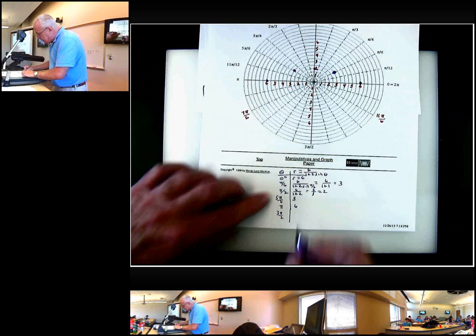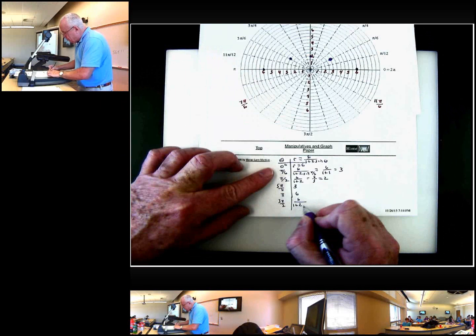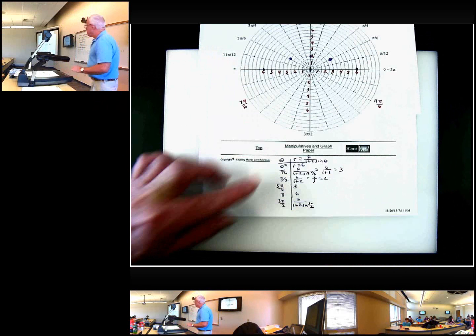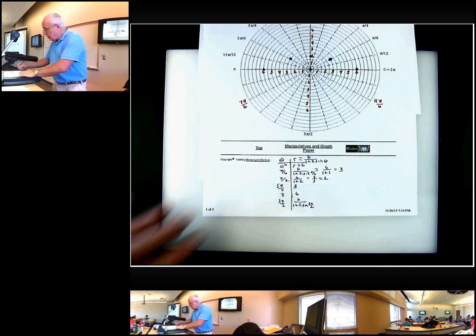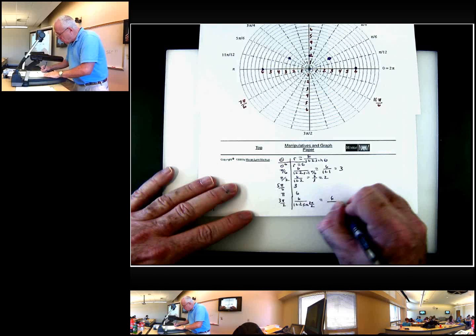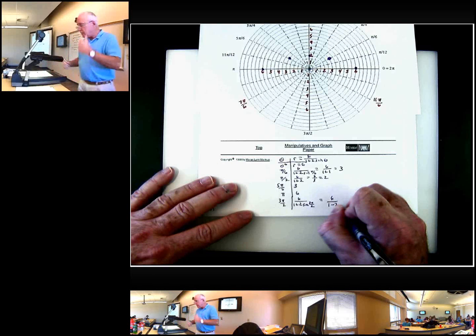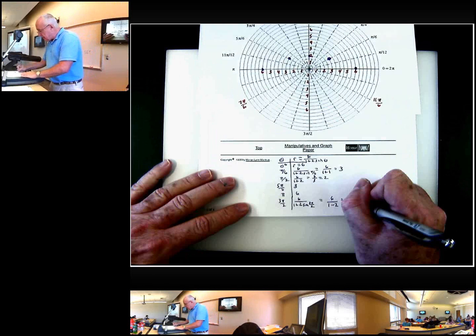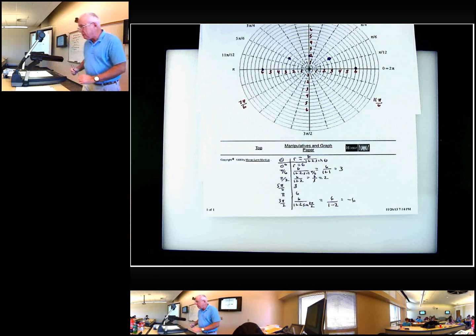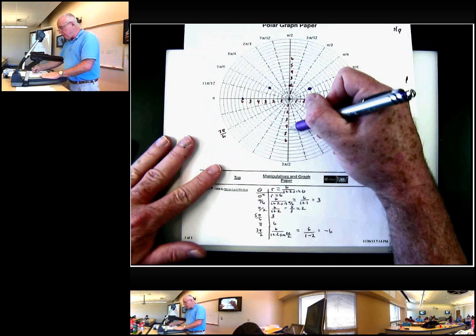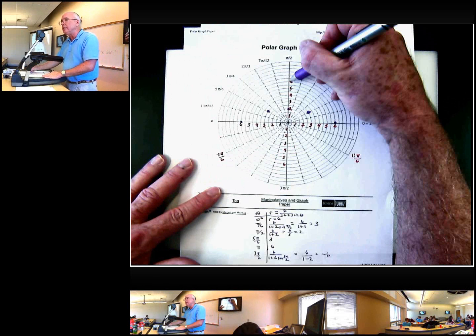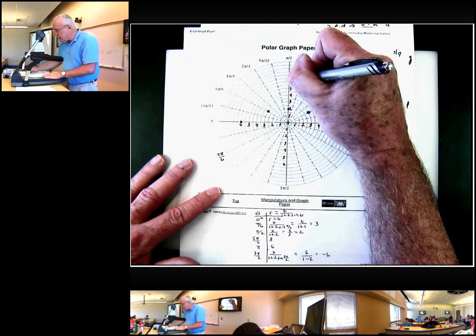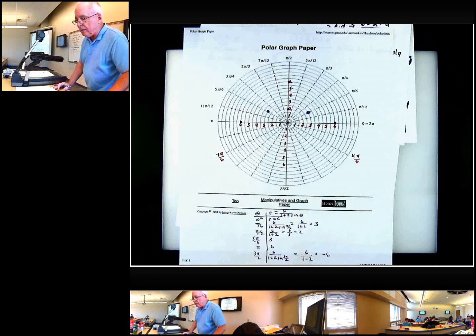We're going to have 6 over 1 plus 2 sine of 3 pi over 2. The sine of 3 pi over 2 is negative 1. So this is going to be 6 over 1 minus 2, 2 times minus 1. So that's going to be negative 6. So here's 3 pi over 2 down here, but I'm now going to be flipping it over here to the negative part, and that's going to be a point right there, right?